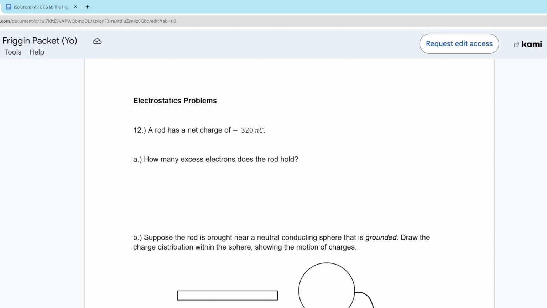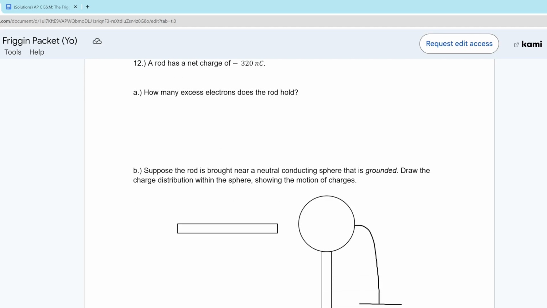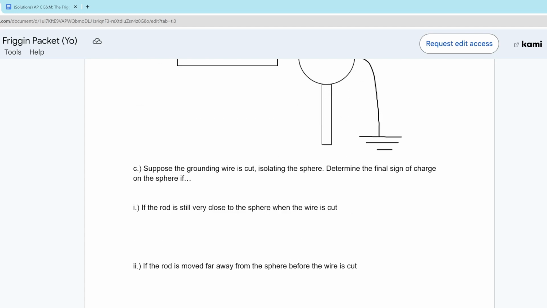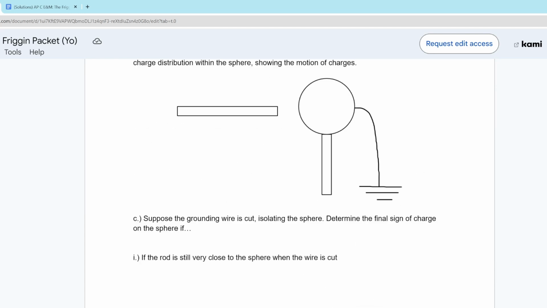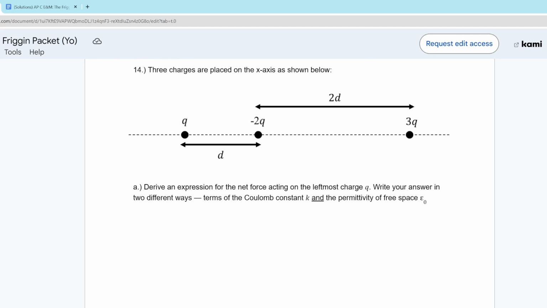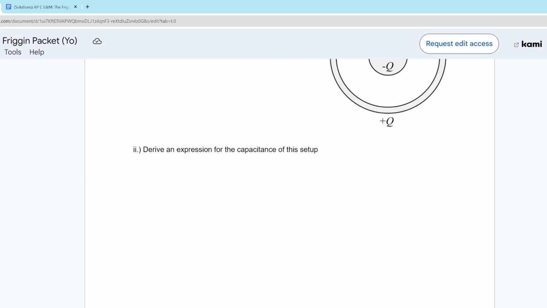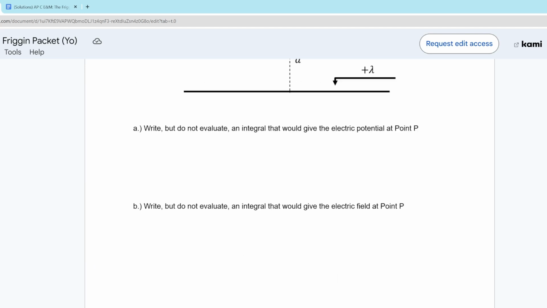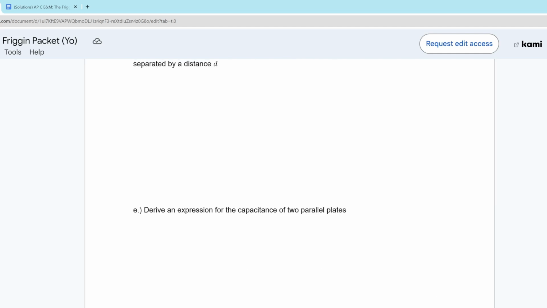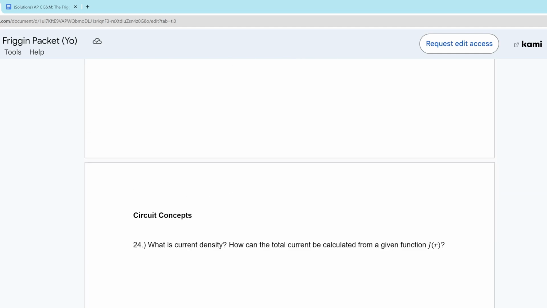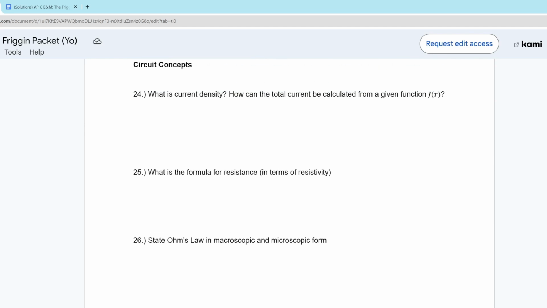So we can see that it's always formatted in like a problems section following the concepts. So it starts with things like charge and Coulomb's law, and then the electrostatic section concludes with various flavors of Gauss's law and electric field integrals. Then we move on to circuits, of course.